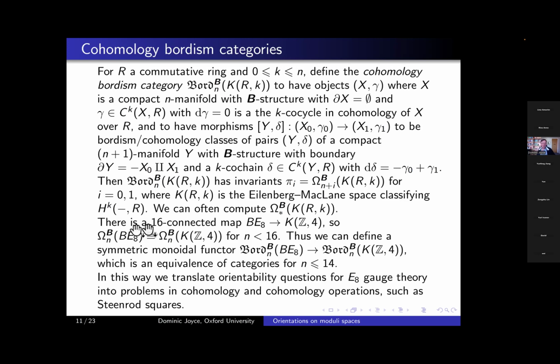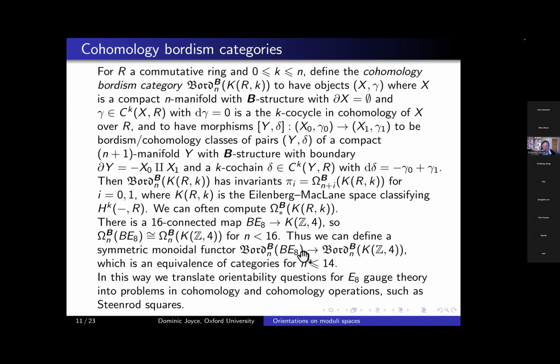Okay, so there is a highly connected, a 16-connected map from the classifying space of E8 into K of Z, 4. So basically, E8 has one characteristic class, a kind of second Chern class, basically, one interesting thing. And this characteristic class of E8 in its four-dimensional integral cohomology determines, therefore, a map from there to K(Z,4), and this induces isomorphisms on the homotopy groups up to dimension 16. So therefore, also the bordism groups of BE8 and of K(Z,4) agree, for n less than 16.